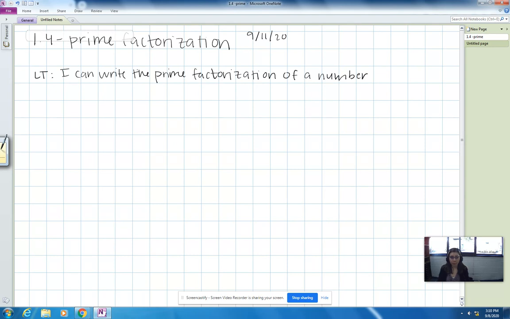So you're probably wondering what prime factorization even is. Before we get to the definition of that, there's a few other vocab words that I want to define for you that are going to help us. The first one is factor. A factor is a number, this sign means number, that divides evenly into another number.